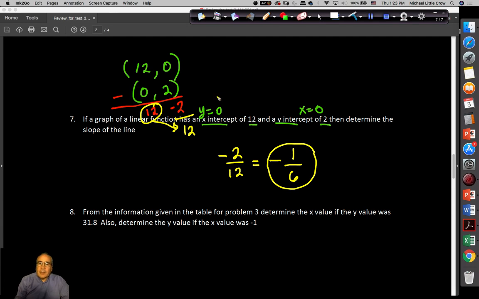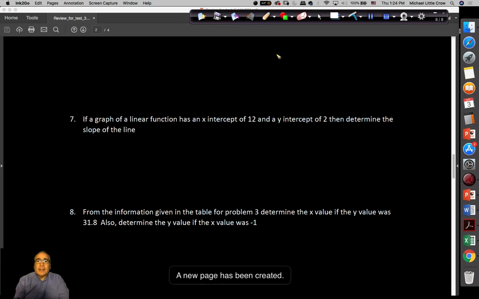An x-intercept is a place where y equals 0. A y-intercept is a place on the graph where x is 0. X will always be 0 if we have a y-intercept. That's how we're going to answer a lot of these questions that are going to be coming up. Okay, take a picture of that one.